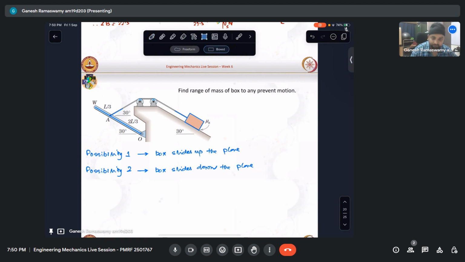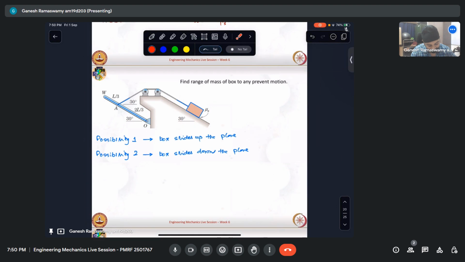This will give us the total range. The minimum value of this box is so that it prevents this link from going like that. If this link goes like that, then naturally, this is an inextensible spring, so the box would have to move like that. So that gives the minimum weight. The maximum weight is so that the weight of this system is creating a tension. So that tension and the friction here are keeping this in equilibrium and preventing it from moving down. Those are the only two possibilities.